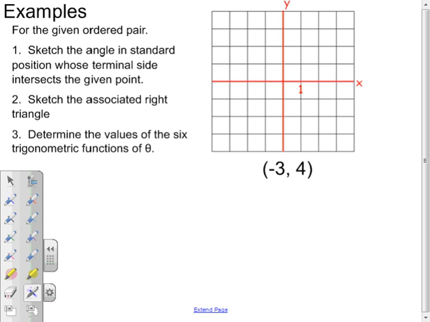Okay, so now let's go to an example. For the given ordered pair, we want to do the following three things. Sketch the angle in standard position whose terminal side intersects the given point. Sketch the associated right triangle, and determine the values of the 6 trigonometric functions of theta. Okay, so I'm going to have to sketch -3, 4, which is up here.